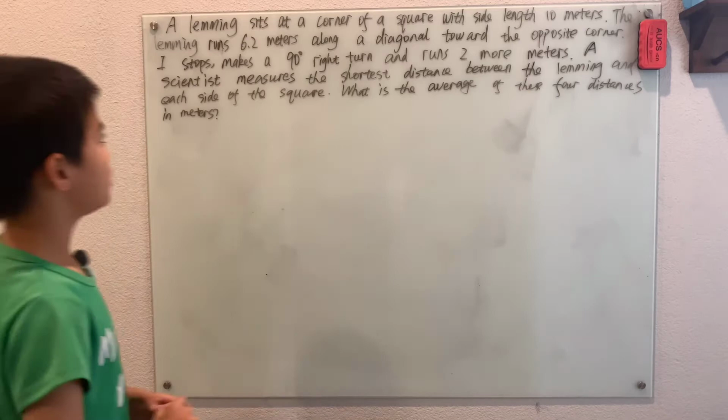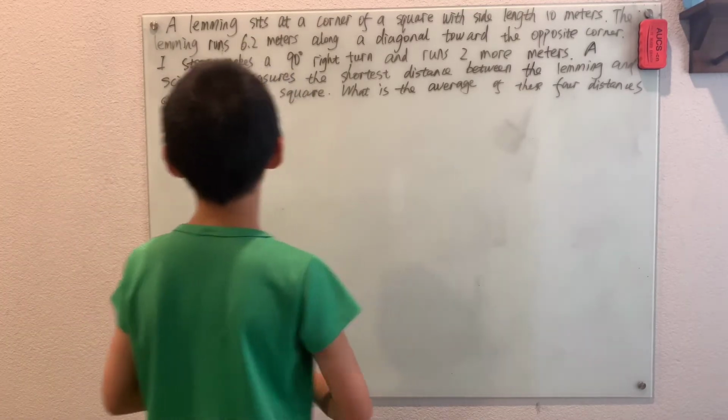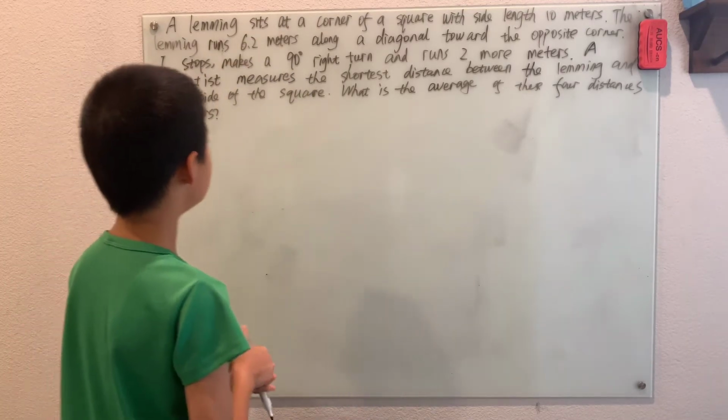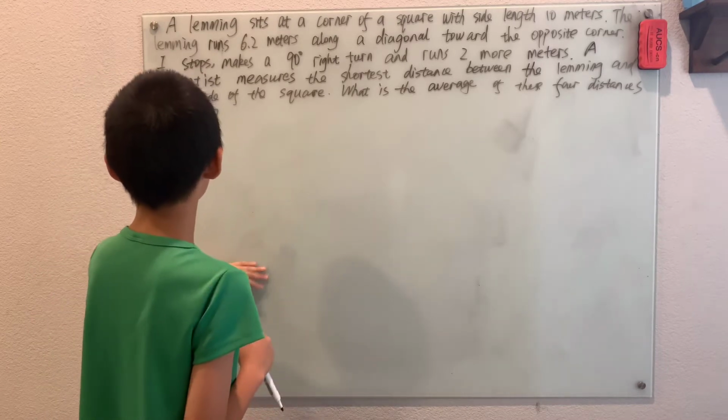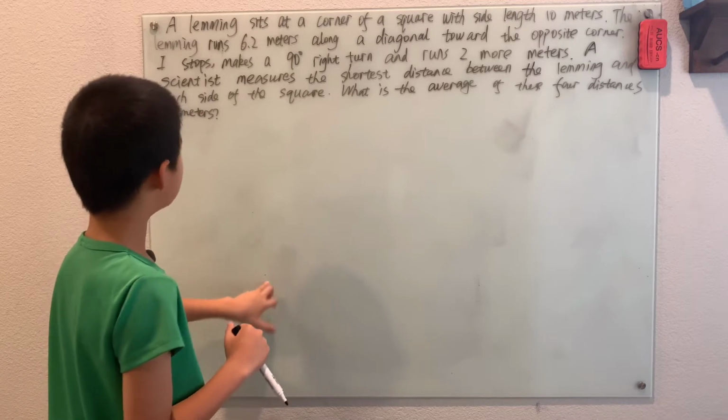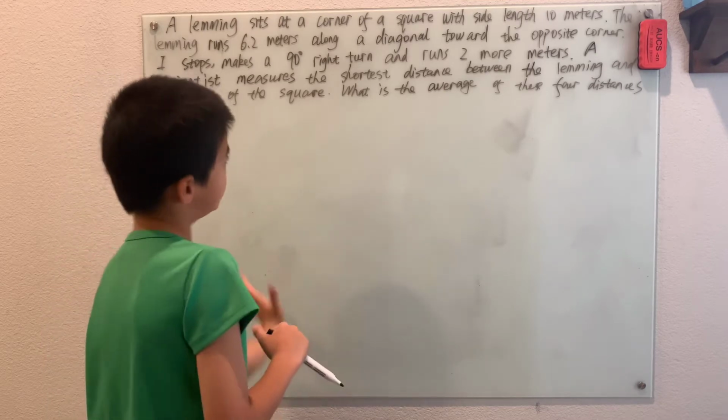A lemming sits at a corner of a square with side length 10 meters. The lemming runs 6.2 meters along a diagonal towards the opposite corner. It stops, makes a 90-degree turn, and then runs 2 more meters.